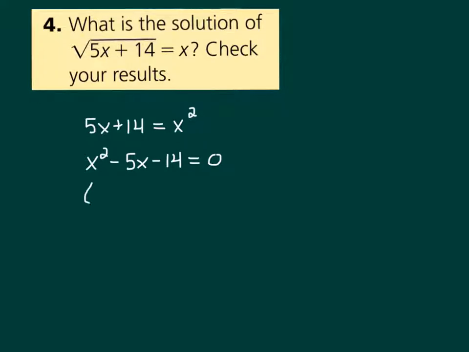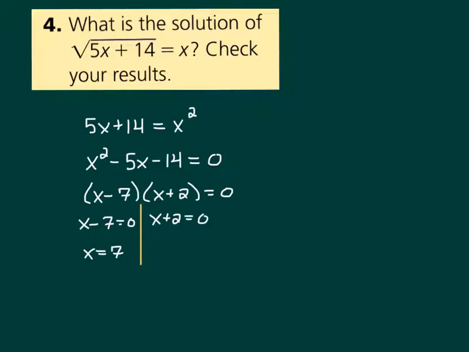-7 and +2. So this factors as x minus 7 times x plus 2 equals 0. The zero product property says if we have two things multiplied together and the product is 0, one of them at least must be 0, which means that x minus 7 could be 0, in which case x is 7, or x plus 2 could be 0, in which case x is negative 2.